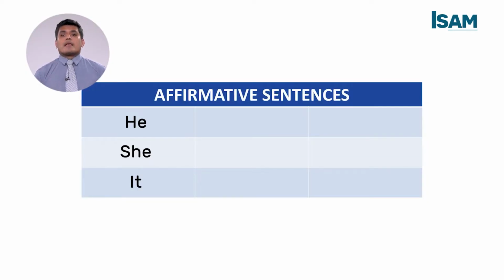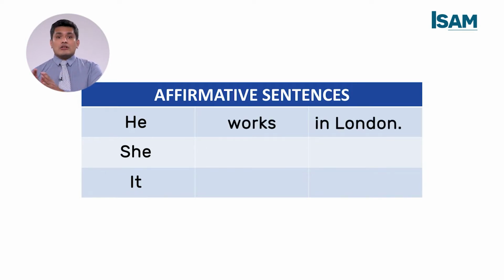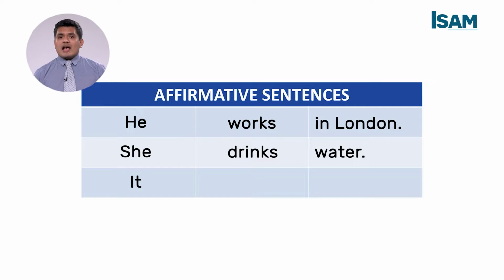If we are going to use the subject pronoun he, she, or it, we are going to use the verbs, but we are going to add the letter S at the end of the verb. For example, he works in London. She drinks water. Can you see? At the end of these verbs, there is the letter S. Works, drinks. It sleeps the whole day.